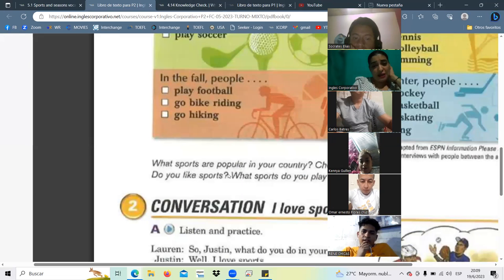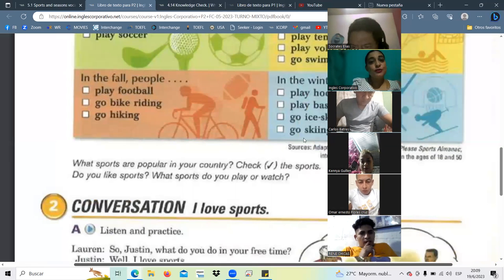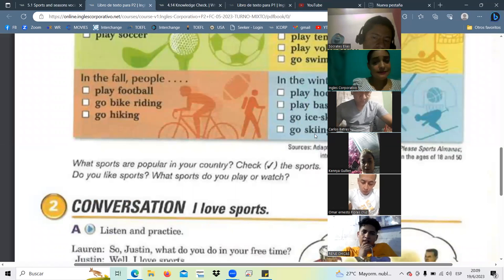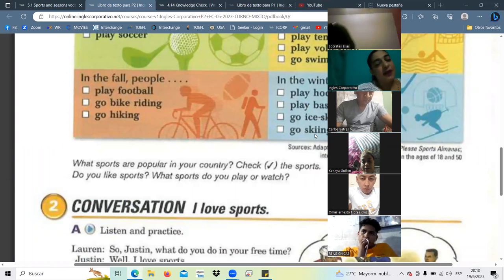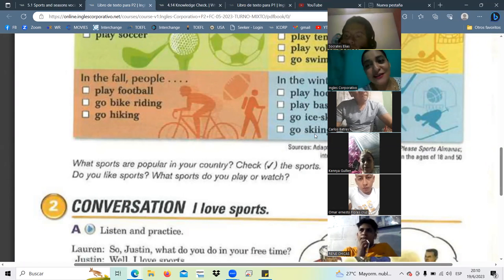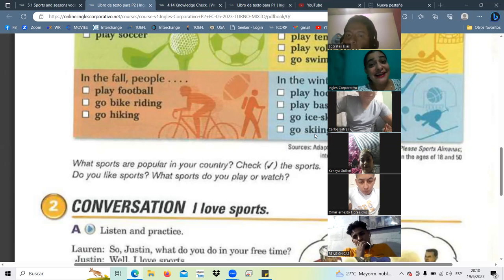So, what sports are popular here in the country? Do we go skiing? Aquí no existe eso. Soccer. Soccer, muy bien. ¿Cuál es la diferencia entre soccer y fútbol? El fútbol es el americano. Ajá, ya se los había explicado, ¿verdad? El fútbol americano que se juega con la mano. Parece raro, ¿verdad? Porque es foot. ¿Qué es foot? Pie, ¿verdad? Fútbol, pero imagínense. Y es de mano, pero se llama fútbol. Raro. Ok.